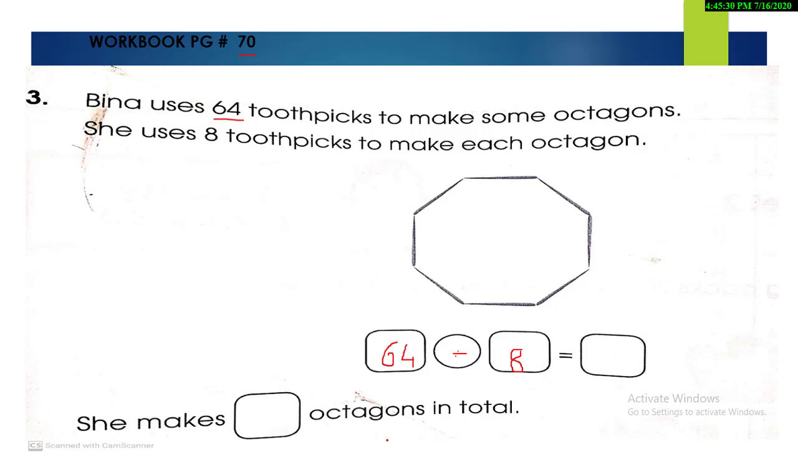8 eights are 64. This is something that I told you to learn. 8 eights are 64 and 8 nines are 72. So this is something that I tell you in a trick. So 8 eights are 64. Yes, see, our tricks are helping us. They are really helping us. Let's move on. She makes 8 octagons in total.